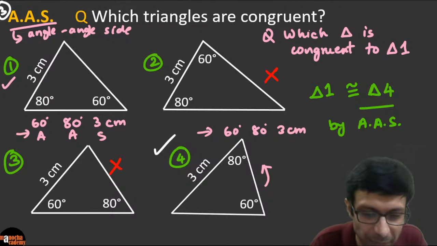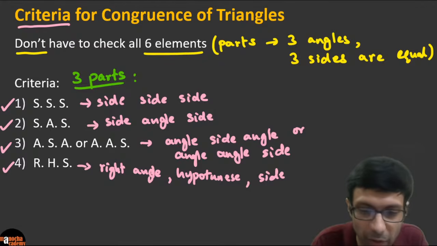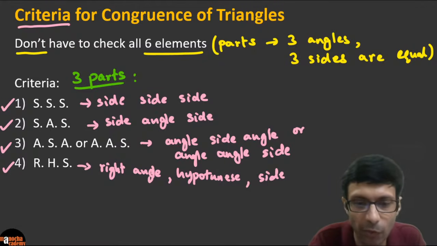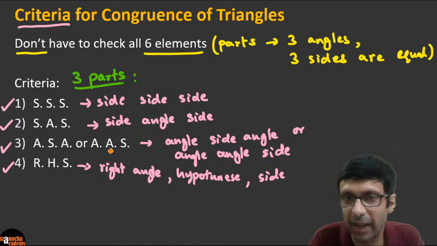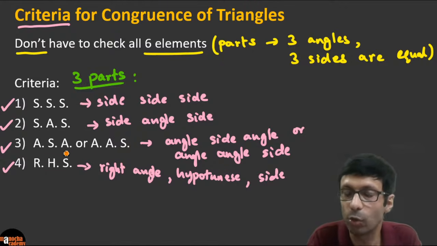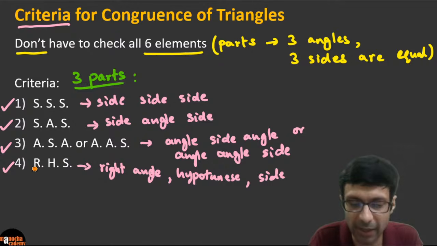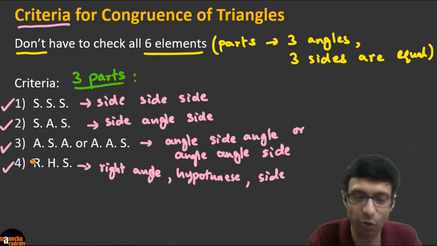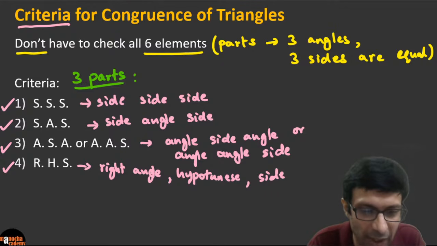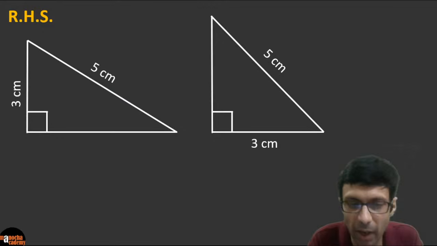Excellent, guys. So we've done the first 3 criteria here. We made awesome progress, and we just have one last one left. We've talked about SSS, SAS, ASA, and also AAS. Under the third one, you have 2 types, because 2 angles and a side. And the last one is interesting. It's about right angle triangles, RHS. So let's take a quick look at that. It's a very simple one.